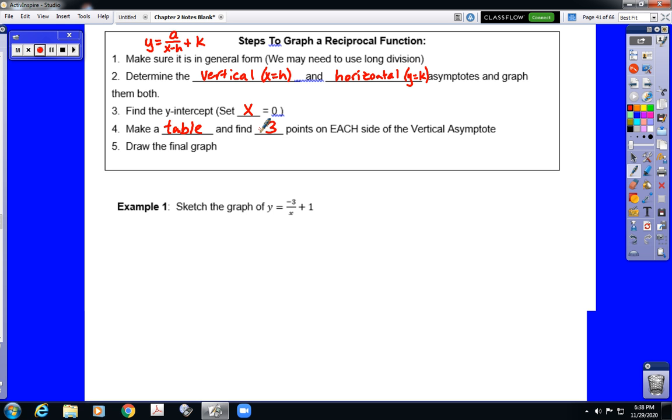So for instance, here on example 1, we should look at this graph and we should go, okay, we have an a value of negative 3. We have an h value, there is no h, of 0. And we have a k value of 1.